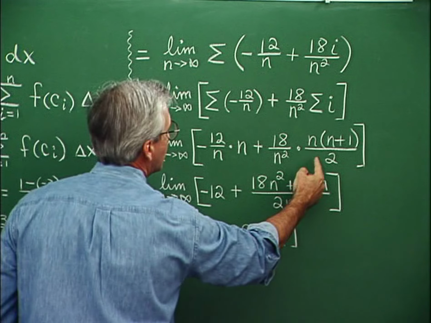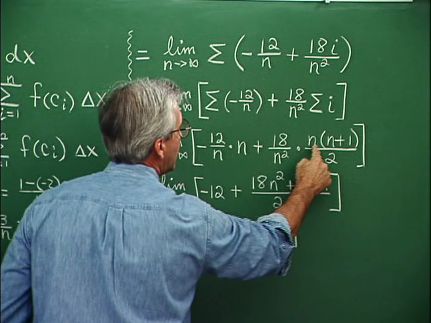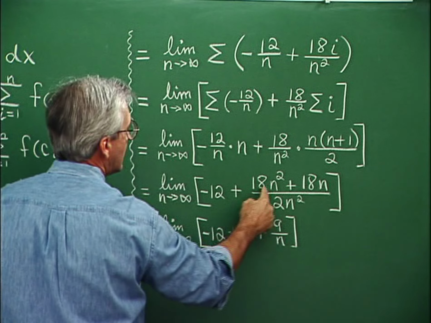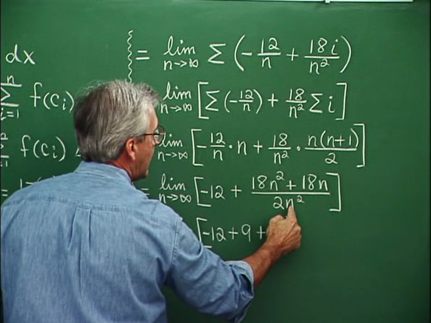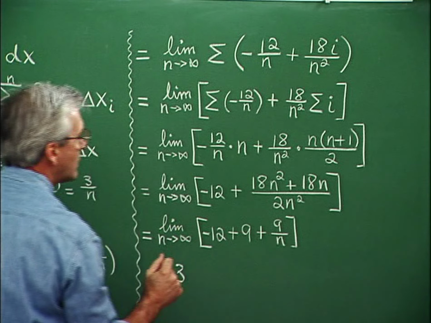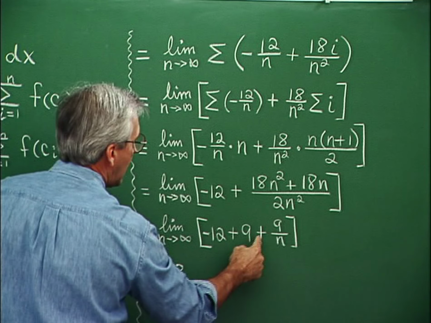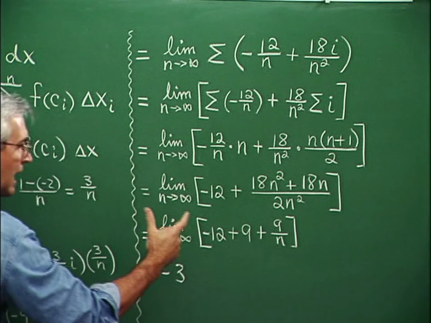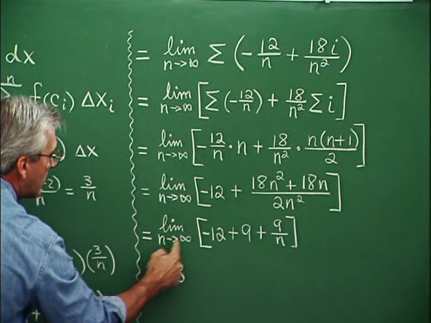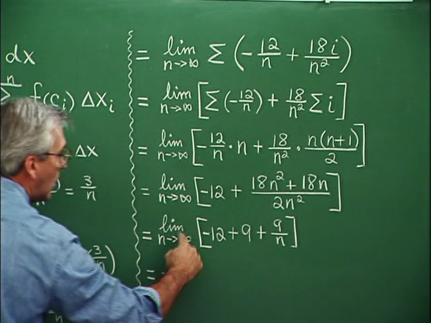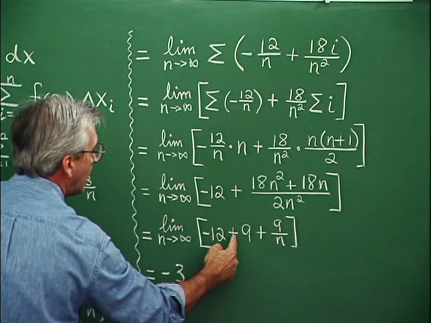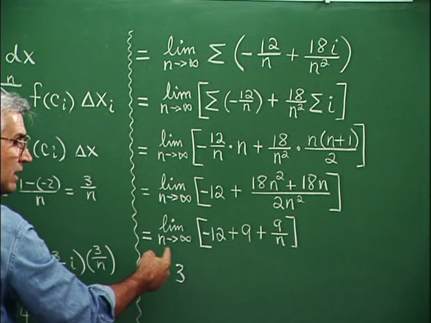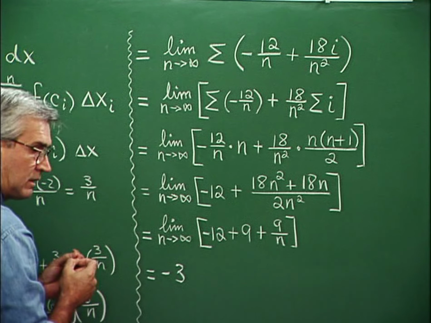And over here, this is going to be, let's see, 18n times n plus 1, which is 18n squared plus 18n, over 2n squared. And now the 2n squared divides both parts of this numerator. And so we have 9 plus 9 over n. And now the limit as n approaches infinity causes this term to go out. And we have negative 12 plus 9, or negative 3, for that integral.